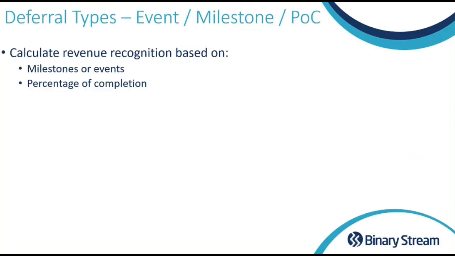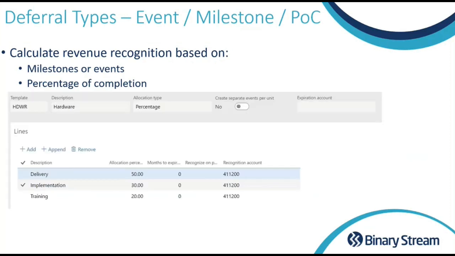Let's talk about the milestone. There's three different ways our milestone recognition works. We can create milestones or events. This is an example of that hardware gentleman that I was telling you about. So I've called this template the hardware template. And what I'm saying is that when I deliver, I want to recognize 50% of the revenue. Of course, I could do this by dollar amount as well. On implementation, I want to recognize 30%. On training, I want to recognize the remaining 20%.